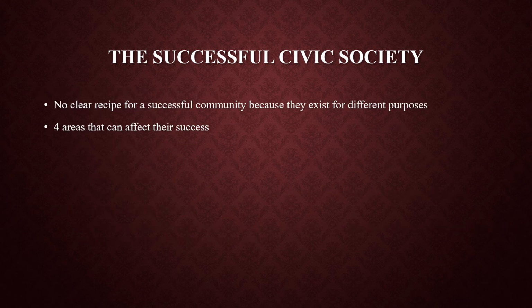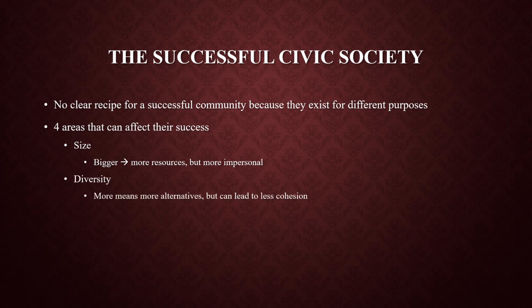He does not provide us a very clever little model for what a successful civic society is, because if you go back to that list of some of our examples of communities, they're very different. And, you know, what's good for one may not work for another. So if it's a really big community, it does give it more resources, but it does lose some of the immediacy and the personal relationships. If we're looking at something that is very diverse, it means that there are more alternatives, but then they can start to fall apart because there's less cohesion.